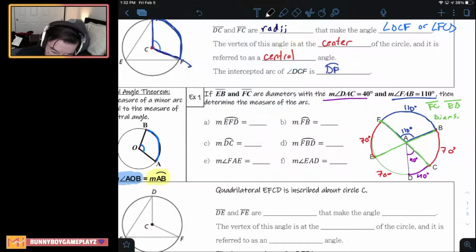So arc EFD, E to F to D. Holy cow, that's nearly all the way around. So basically just add all of these together. Or you could think, well, this is a full 360. I'm going to subtract away the 70, so that way I'm left with what I want, right? Does that logic make sense to you? So this is going to come out to be 290.